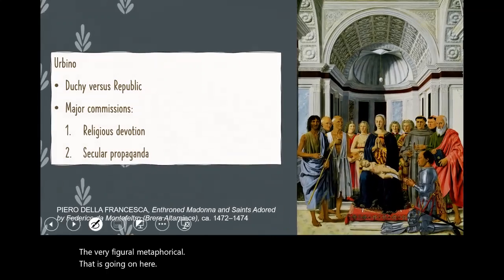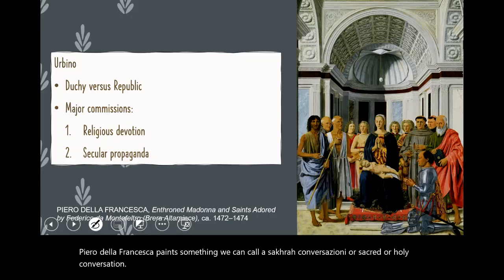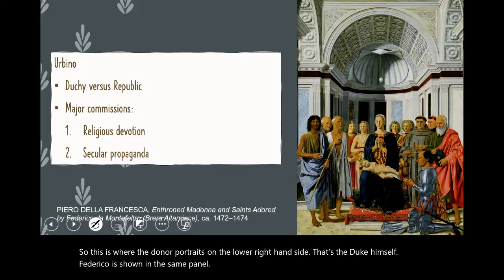Remember, we had a taste of that pairing of realistic and metaphor with the idea of the donor portrait. And in Urbino, for Federico da Montefeltro, Piero della Francesca paints something we can call a sacra conversazione, or sacred or holy conversation. So this is where the donor portrait on the lower right-hand side, that's the Duke himself, Federico is shown in the same panel as the Virgin Mary.